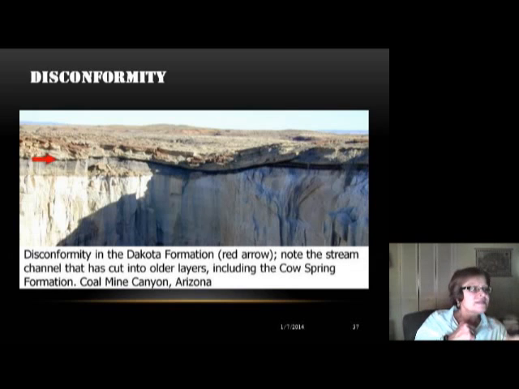I don't have slides for the very last one, the so-called paraconformity. The paraconformity is you just know that a little bit of time is missing. There is not even an erosion surface. So that is probably the hardest to pick out. So you don't even have to worry much about that.